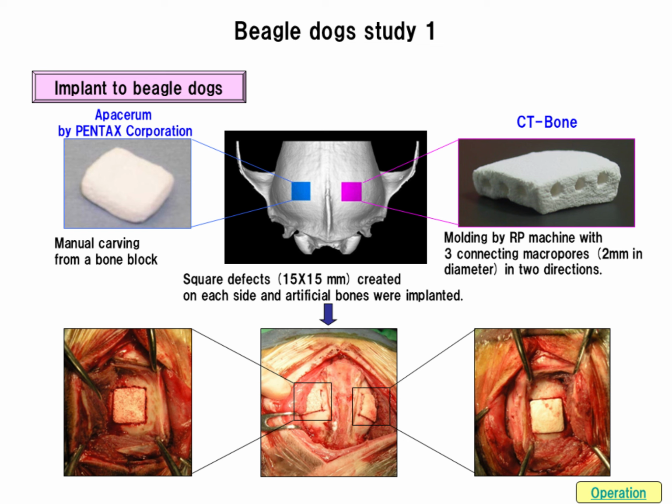High-temperature sintered stoichiometric hydroxyapatite HA and CT bone formed by a 3D printer were implanted into the target positions of dog skulls, and bone infiltration into and bone regeneration of each artificial bone was observed. The size is a 15 mm by 15 mm square, and the CT bone has 3 communicating holes intersecting at right angles to guide bone marrow and speed up bone regeneration.